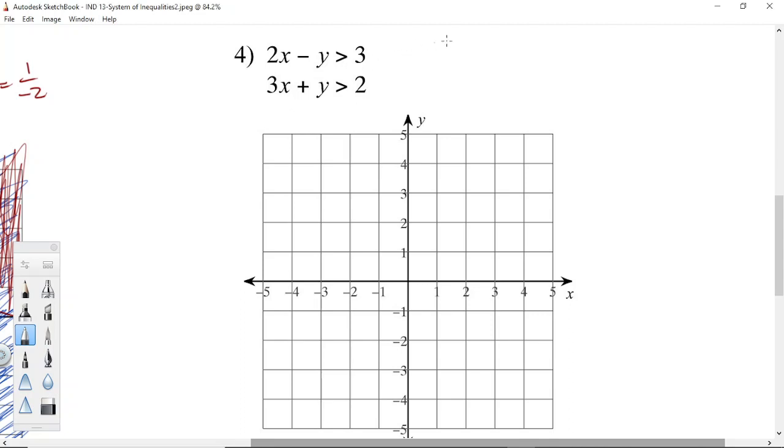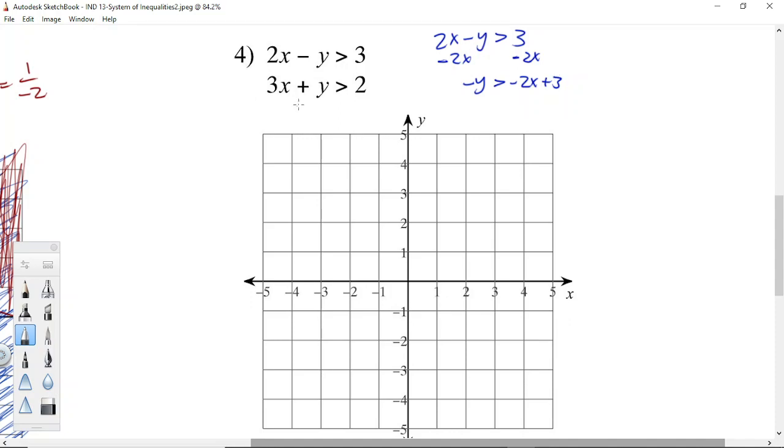That's 2x minus y is greater than 3. So we want to get y by itself. So we subtract 2x from both sides. On the left we have negative y, not y yet. That's greater than negative 2x plus 3. So all we've done is move the 2x to the other side, so to speak, subtract 2x from both sides. On the left it goes away. On the right we have negative 2x plus 3.